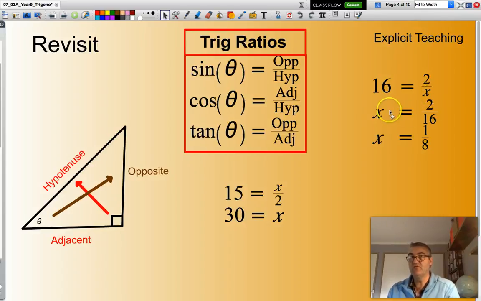You also need to be comfortable solving this sort of equation where you have the x as the denominator in the fraction. In this situation, you swap them across. Just move them from one side across to the other. So you end up with x equals 2 divided by 16. Just be aware of those two, because I'll be jumping through those fairly quickly in the presentation.